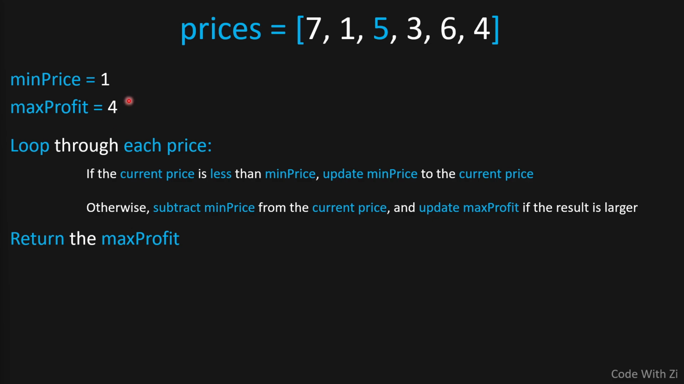And 4 is larger than 0 because previously we had 0, so 4 is larger than 0. Therefore, we're gonna keep it because as you can see, it says update max profit if the result is larger. Then we're gonna move on to the next round.